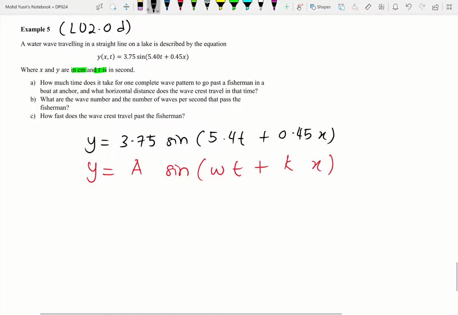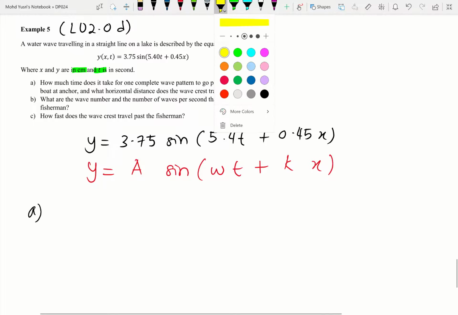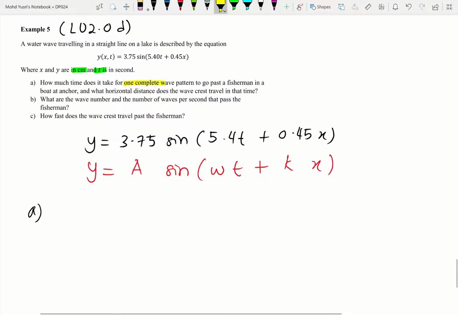So question A, how much time does it take for one complete wave pattern to go past a fisherman in a boat at anchor? And at what horizontal distance does the wave crest travel in that time? So the time for one complete wave pattern, that refers to the period. And what horizontal distance does the wave crest travel during the period? That is what we call the wavelength.